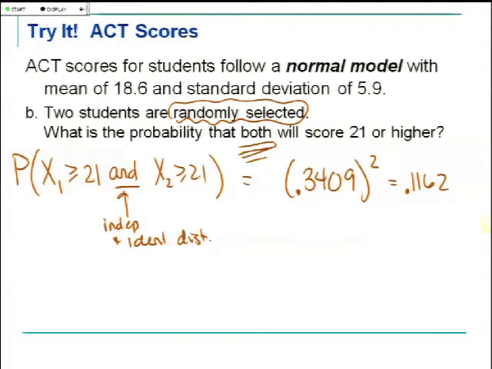What if you had taken 3 people at random, and I wanted the chance that all 3 score 21 or higher? You would do what? Raise it to the 3rd. What if I took 5 people at random, and I wanted to find the probability of exactly 2?